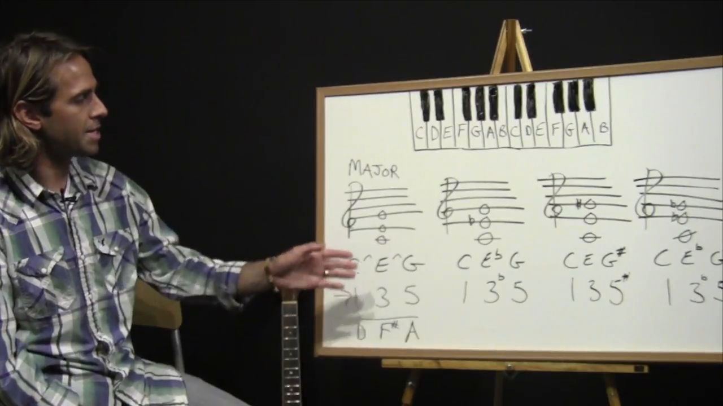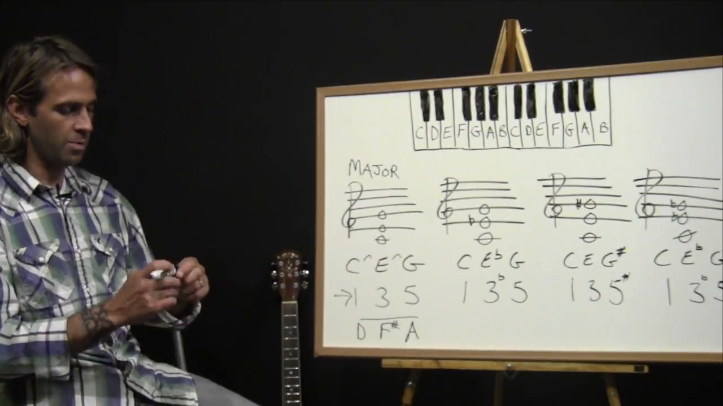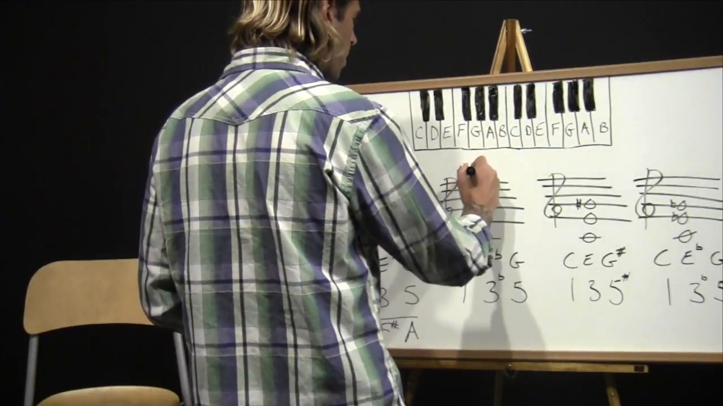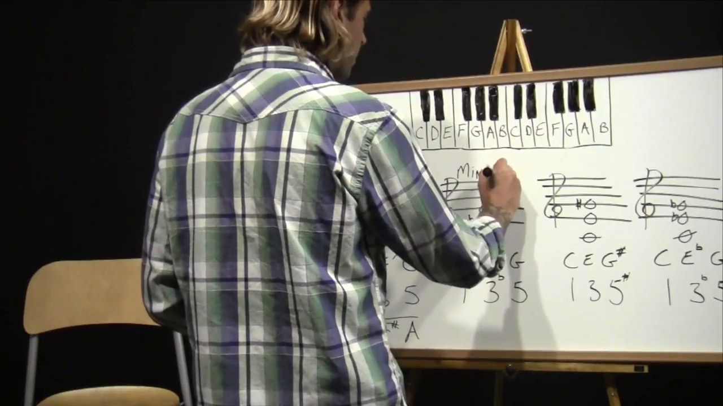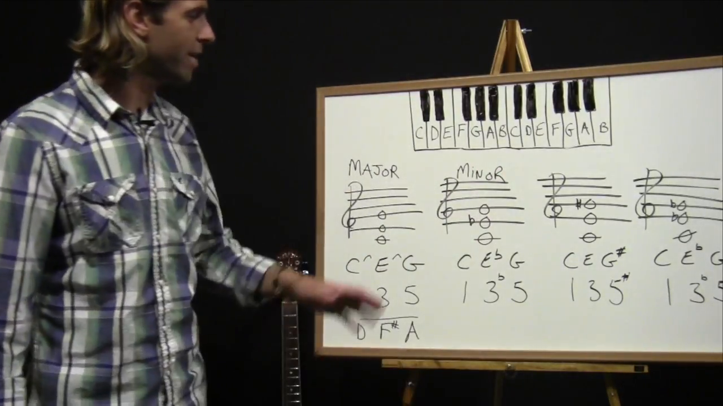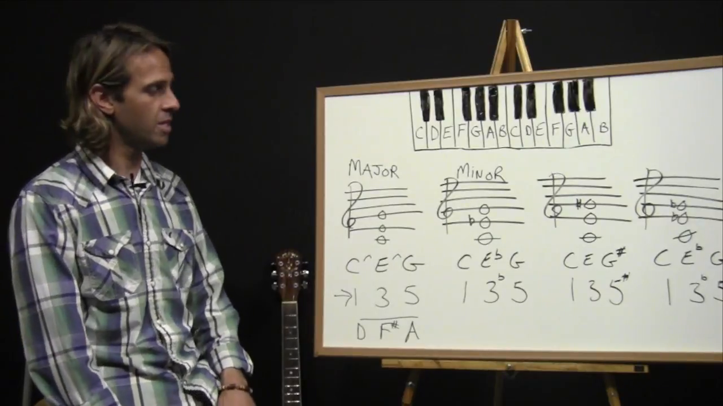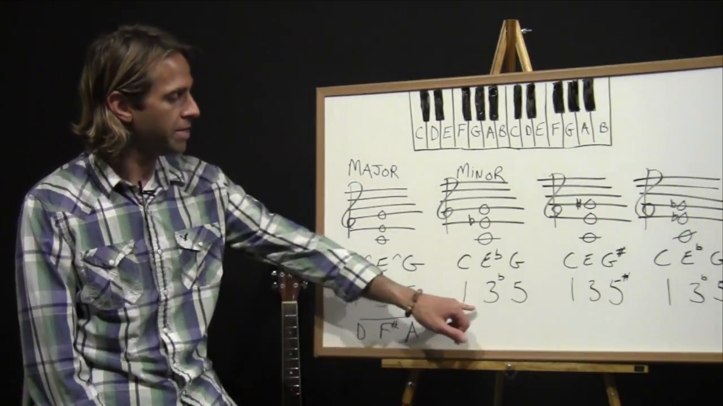As long as I follow 1, 3, 5, we're good to go. Now, let's look at the next type of chord. Let's say we're not in our happy mood anymore. We want to get to our minor, dark, sad feeling song, and we want to pick out a minor chord. Okay, the formula is a little bit different.